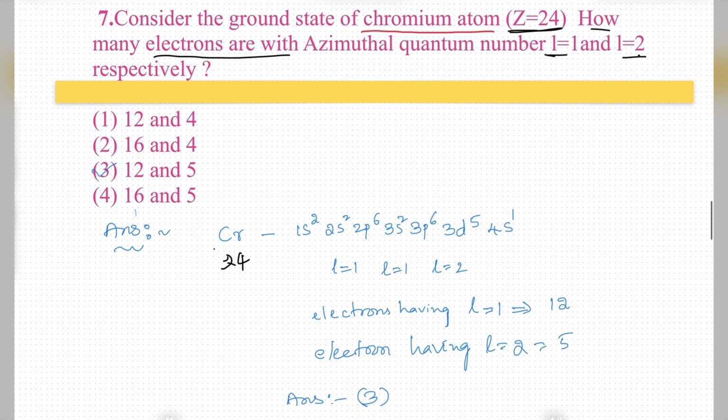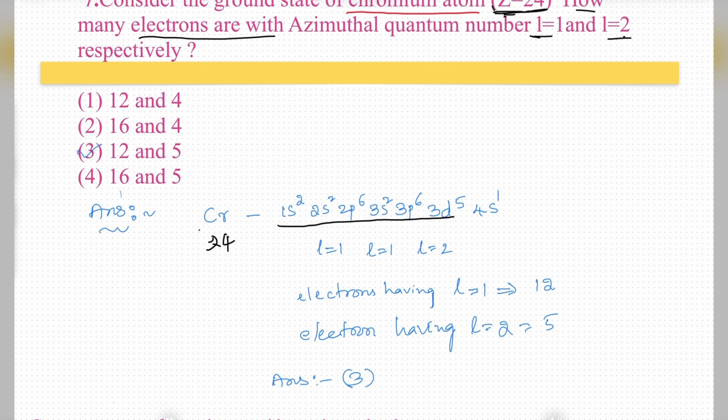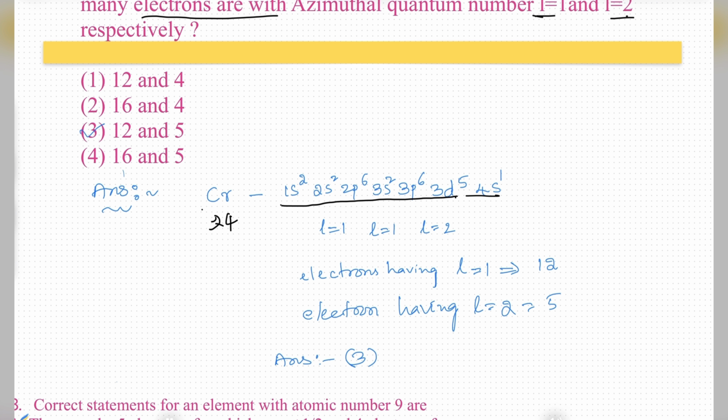We can write the electronic configuration. This is the electronic configuration of chromium, where you can see the L value. L equal to 1 means p orbital. How many p orbitals are there? 2p6 and 3p6, both are there. So the L value 1 count is 12. How many with L value 2? L value 2 means d orbital. How many d orbitals? One d orbital.